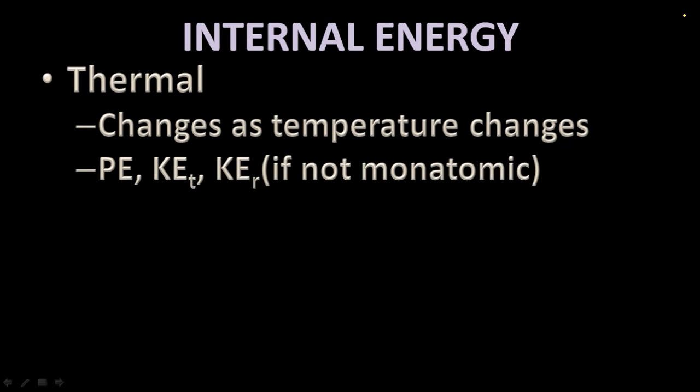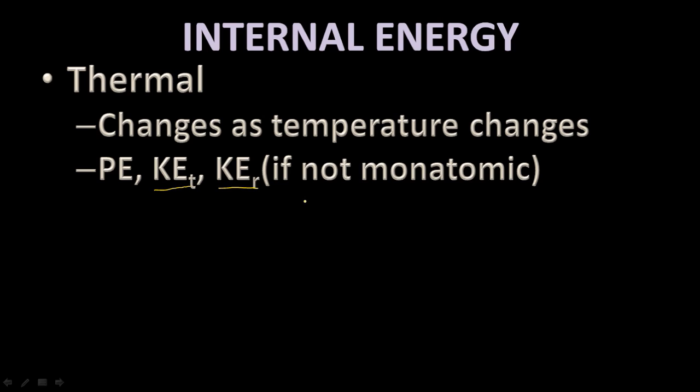The different kinds of thermal energy then would be potential energy. As I mentioned, the molecules could be bonded to each other. Translational kinetic energy, that's this KE sub T thing right here. That's talking about objects that are moving back and forth and bouncing off each other. And rotational kinetic energy, that's KE sub R.